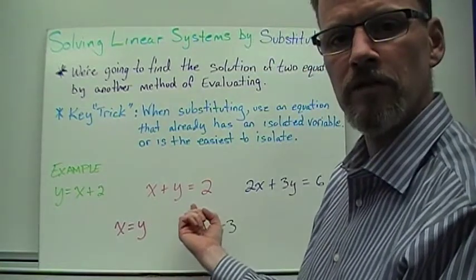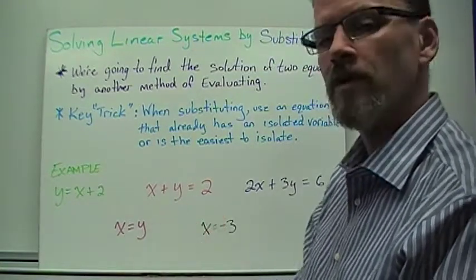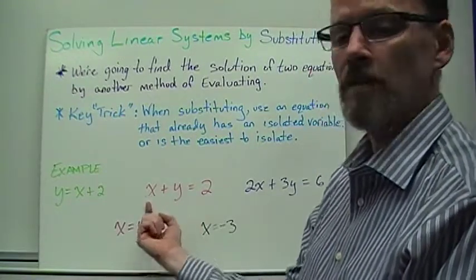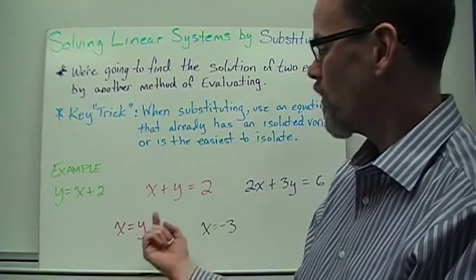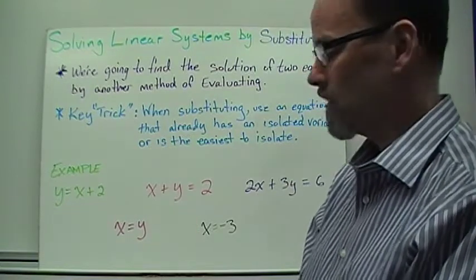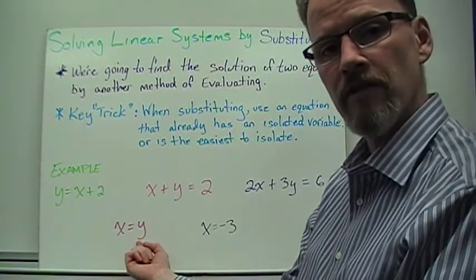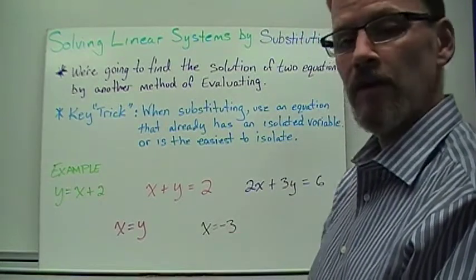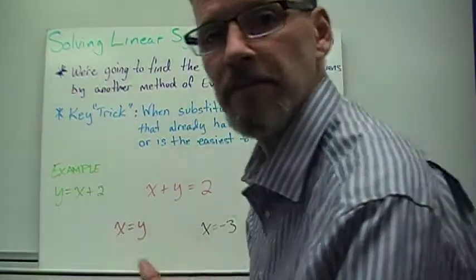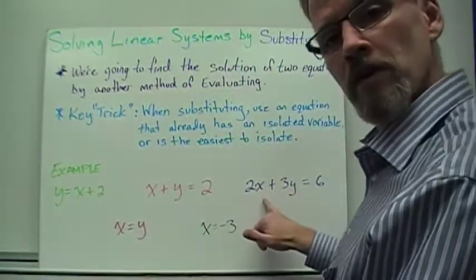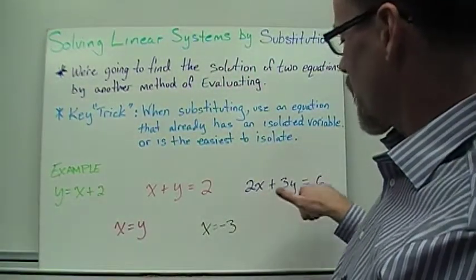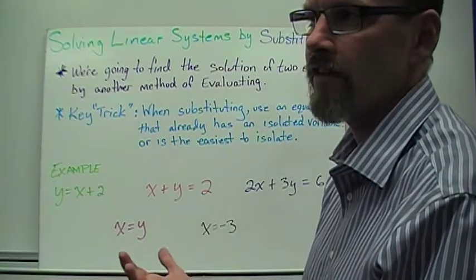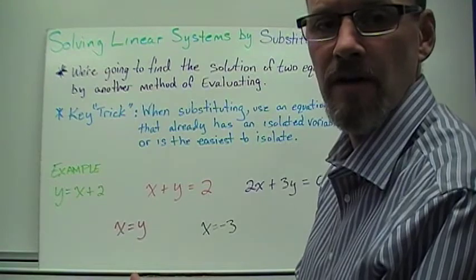x plus y equals 2. If I had those as my choices, I can use inverse operations and I can isolate x very easily, or I can isolate y very easily. x equals y, direct variation, already done. x equals -3, again, already done. Over here would be a little more difficult. 2x plus 3y equals 6 would be a little more difficult, a little more work there to isolate either y or x.